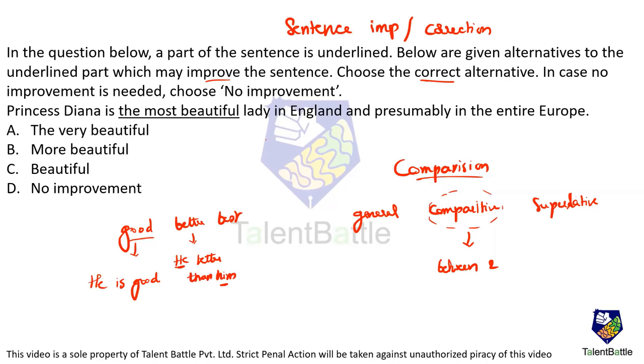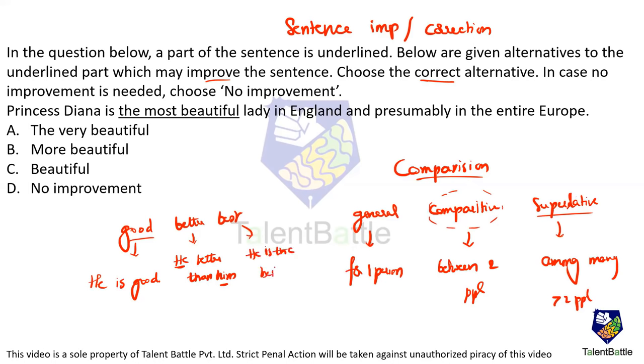As here, talking about the people, so I'm talking about two people. And general is discussed for one person. So for one person. And the third one, superlative, among many. I can use only superlative when I'm talking about more than two people, among many. That says more than two people, right? For example, he is the best in the class. He is the best in the class, because in the class there would be more than two people in general, right? In the class. Or he is the best among the five people we have. So that I can say.